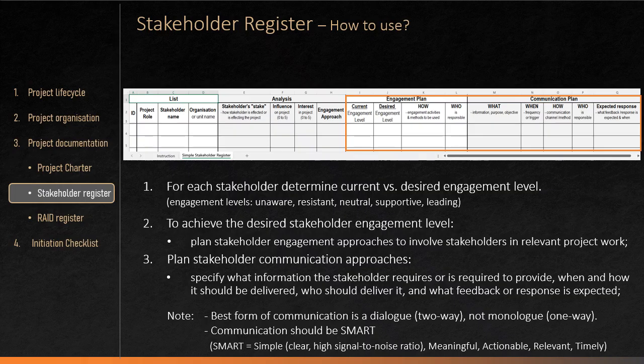And remember that the most effective communication is a dialogue, not a monologue, and that communication should be SMART. Where SMART stands for simple, it means clear and easy to understand with a high signal to noise ratio. It should be meaningful. In other words, it should be addressing the stakeholders' interests and concerns. It should be actionable, enabling stakeholder to make decisions and take actions. It should be relevant, focusing on matters which have most importance at the moment. And it should be timely, delivered when it can influence the outcomes. And every communication also should be designed to influence what stakeholders know, feel, and do.